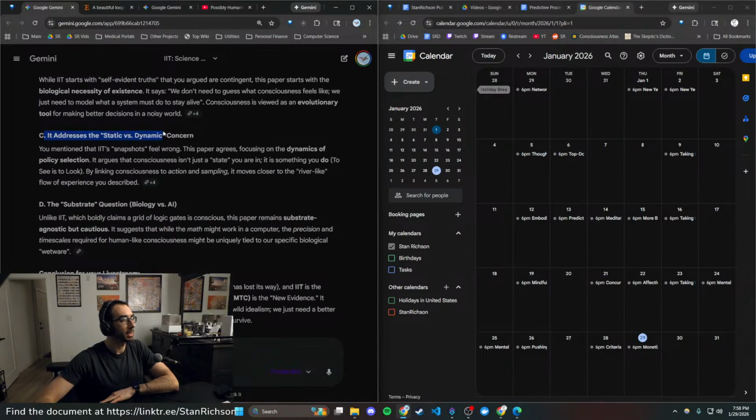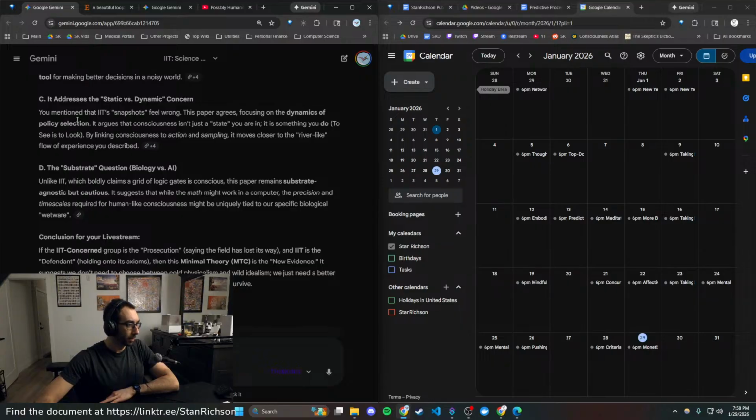All right, it addresses the static versus dynamic concern, focusing on the dynamics of policy selection. It argues that consciousness isn't just a state you are in, it is something you do. To see is to look. By linking consciousness to action and sampling, it moves closer to the river-like flow of experience you described.